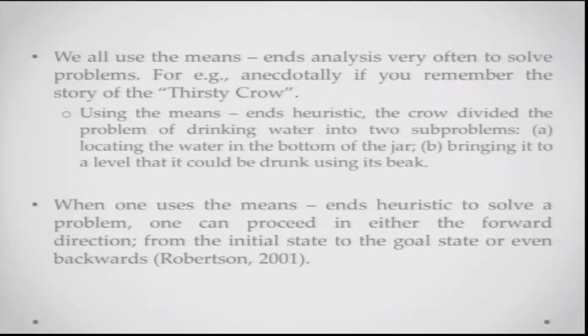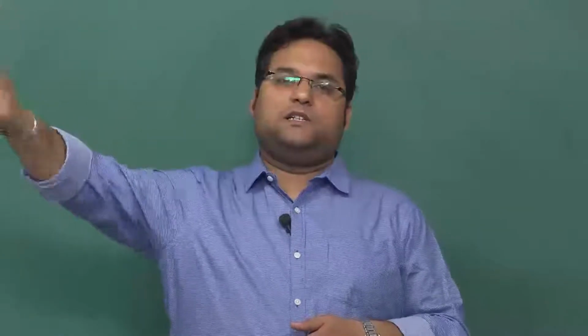So, when one uses the means ends heuristic to solve a problem, one can proceed either in the forward direction from the initial state to the goal state. You just take a series of steps 1, 2, 3, 4 to reach the goal. Or sometimes you can deconstruct the journey. You can start from step 6, which is the goal state, and start coming back. Okay, this is what I have to achieve. Just one step before is what, just one step before is what, and stuff like that. Both are possible. And there has been a lot of research on means ends heuristics.